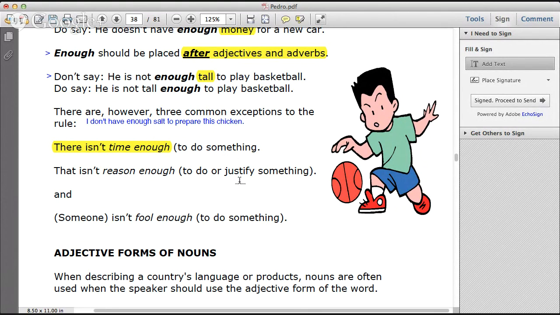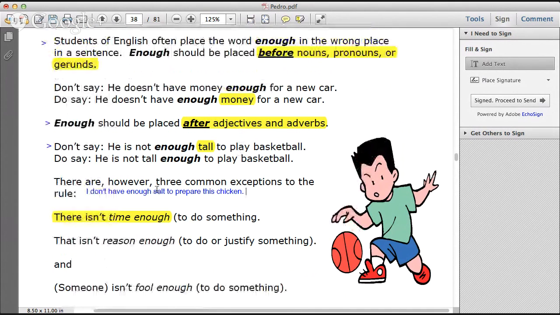Now, give me another sentence where you're using it with an adjective. So here, enough salt. Salt is a noun. Give me one where you're using it with an adjective or an adverb. "This ball enough big to play." Okay, enough big to play.